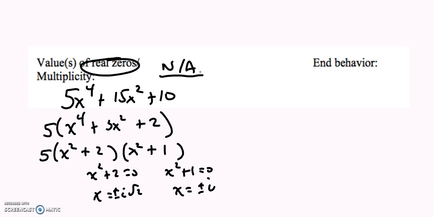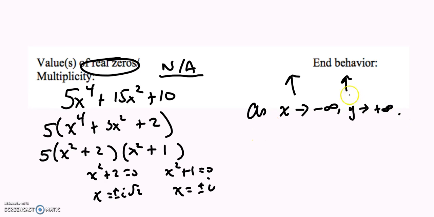Finally, the end behavior is, we said that the arms were pointing up, and the way we write that out in words: as x goes to the left, or negative infinity, the y value is going up to positive infinity. For the right side, as x goes to positive infinity, the y value is also going to positive infinity as well because it's going up.